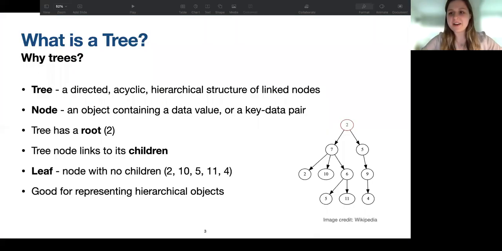So the first question, obviously, is what is a tree and why are trees important? We define a tree as a directed, acyclic, and hierarchical structure of linked nodes. And that's quite a heavy definition, isn't it? So let's just talk through it and dive deep into it and understand what it actually means. So there is an illustration of a typical tree here on the right side.